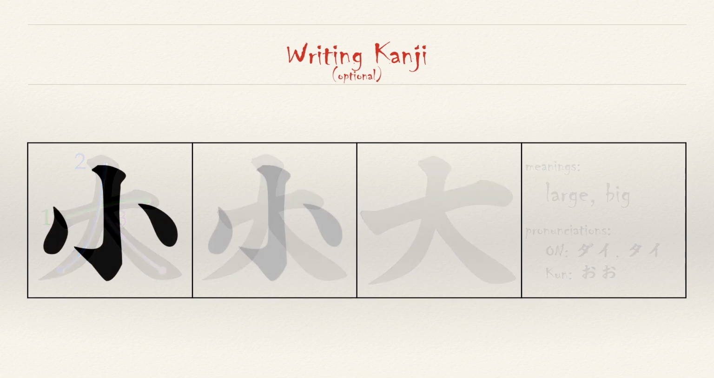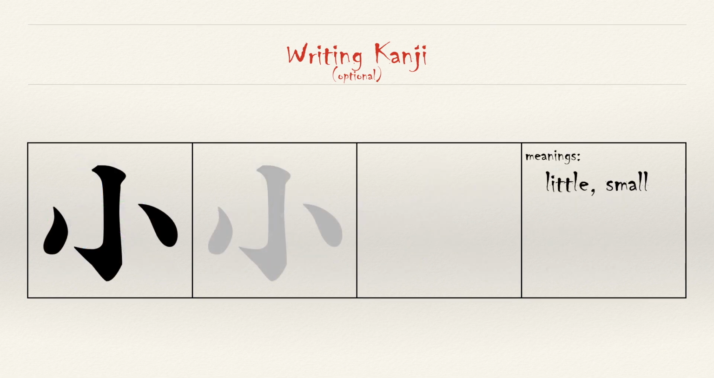Our last character, and again an optional one, is little or small. This is a simple character as well. It is only 3 strokes. They kind of look like the last 3 strokes of the katakana ho. And in fact, they go in the same order. Stroke 1 down the center, stroke 2 on the left, and stroke 3 on the right. This is going to be easy.